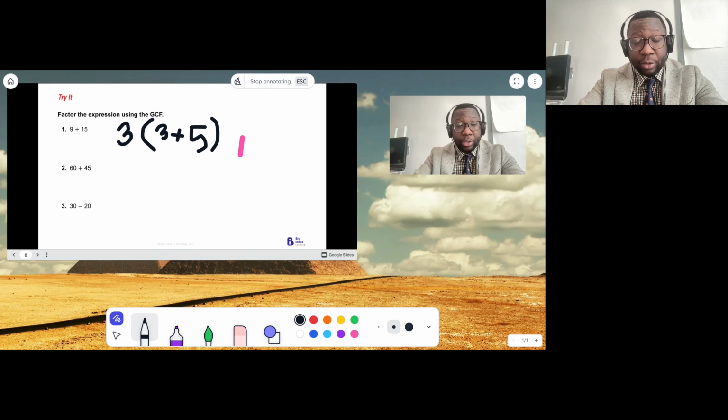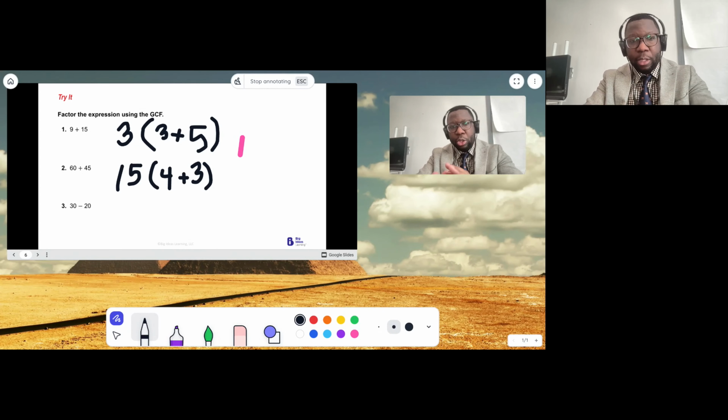For 45, the factors for 45 are 1 and 45, 3 and 15, 9 and 5. So what they have in common, or the greatest common factor for those two, would be 15. 15 times 4 is 60, and then 15 times 3 is 45.